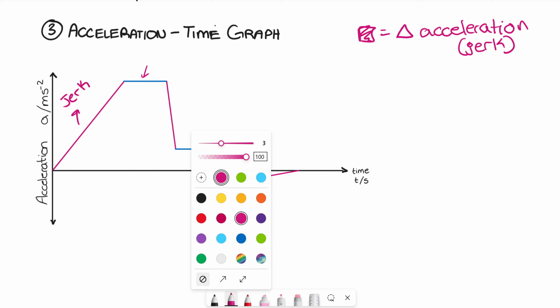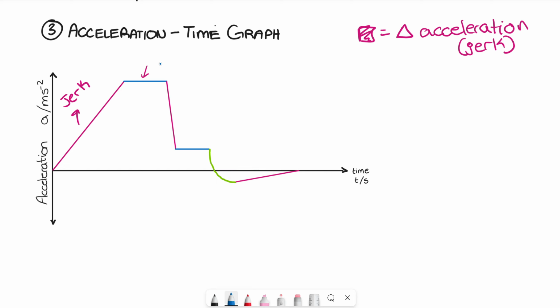Now the blue parts of the graph. The blue parts show a non-changing acceleration, but time is changing. So we have a constant acceleration. A constant acceleration is usually called a uniform acceleration. And the same thing for the other blue part here.